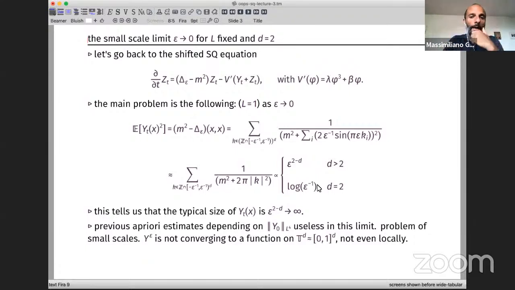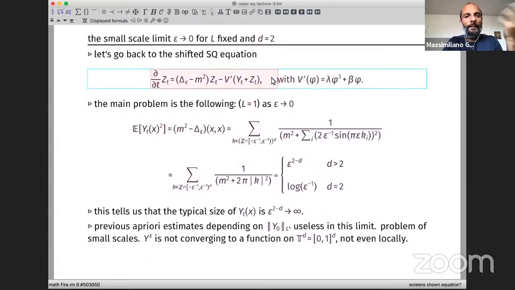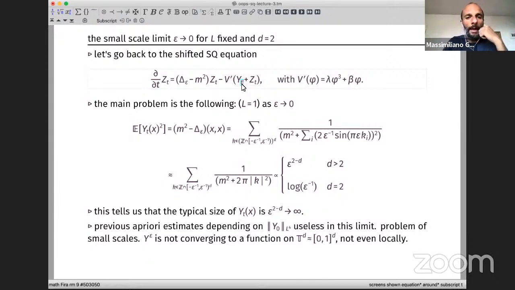But so I remind you the setting. The setting is that I was looking at this shifted stochastic quantization equation. Yt is this dynamic Gaussian free field, and then Zt is what you have to add to it to make the full interacting field. So Zt contains information about this interaction and the non-Gaussianity of the problem.